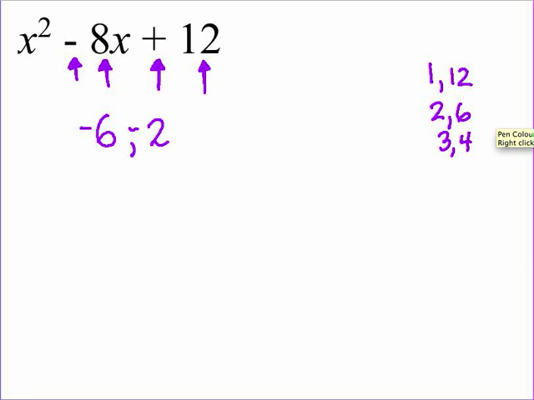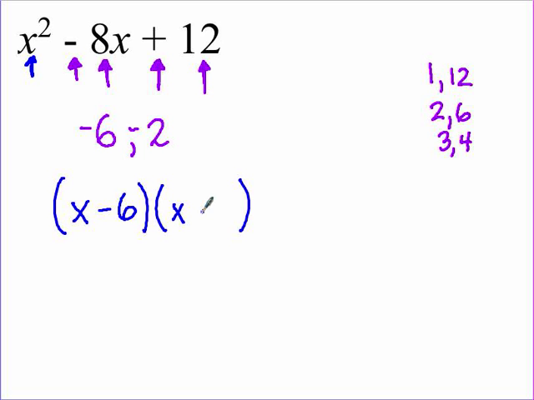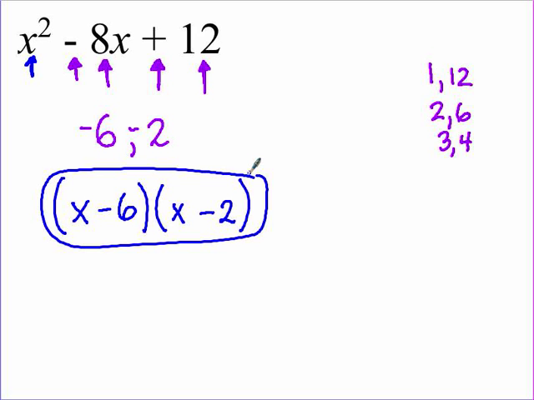So then now, I've got my 2 parentheses. First term in each parentheses is x. What will come next? Minus 6 and minus 2. So far, so good?